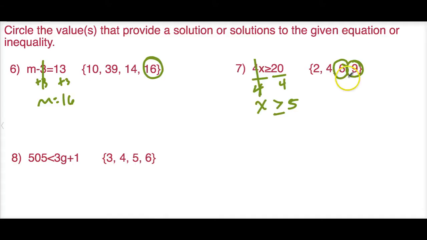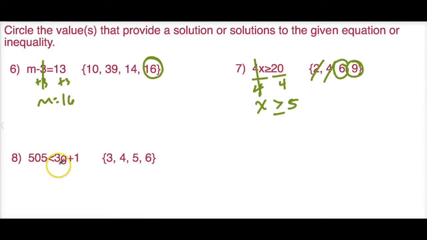And when I plug those back in, 6 times 4 is 24, it's bigger than 20. And 9 times 4 is 36, and that's bigger than 20. 2 times 4 is 8, that is not bigger than 20. And 4 times 4 is 16, that's not bigger either.